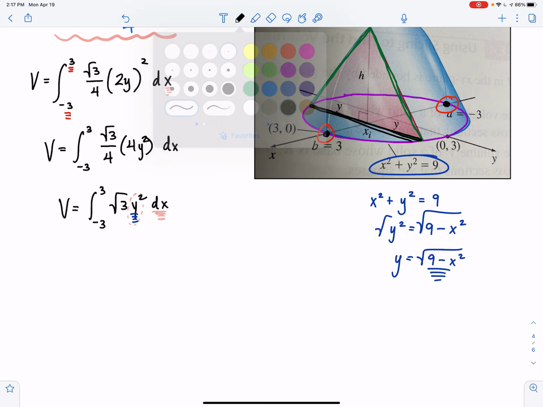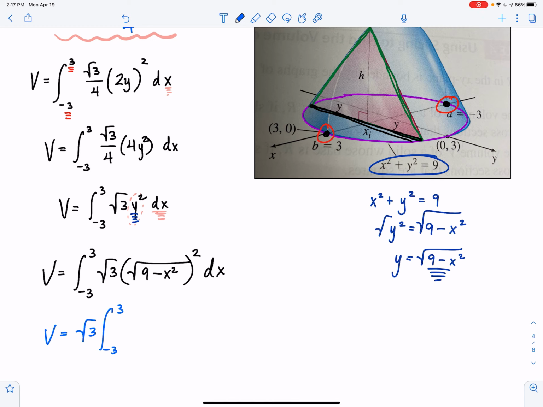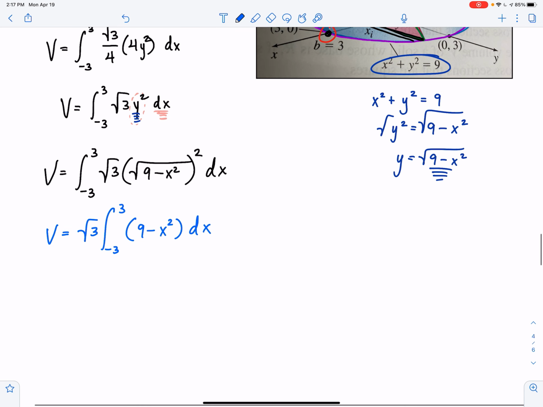So here we go. Our volume is equal to the integral from -3 to +3 of the square root of 3 times the square root of 9 minus x squared, squared. So now our variables agree. We have a dx integral with an expression of x under the radical. I'm going to pull out that square root of 3. You could have done that at any point in time. The square root of 9 minus x squared, squared, is just 9 minus x squared, dx. And we're almost done. Now we just need to take the antiderivative.